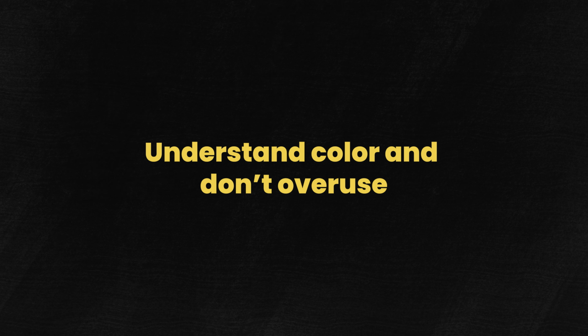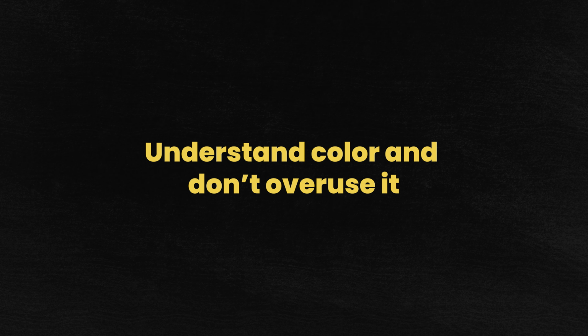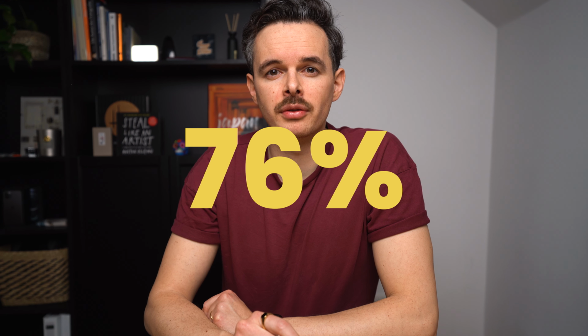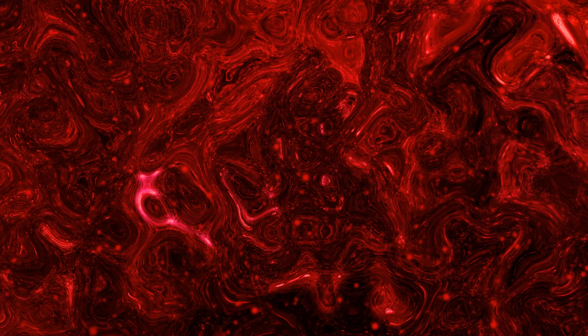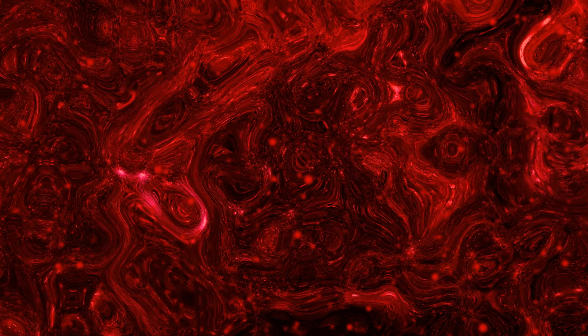The next tip is to understand color and don't overuse it. 76% of the top brand logos only use 1 or 2 colors. And colors can trigger specific emotions and enhance how well we remember a logo. For instance, red is often connected with passion and can prompt quick buying decisions. Purple, on the other hand, stands for creativity and luxury. Yellow is known for evoking happiness, and blue stands for trust. But these are just a few examples.